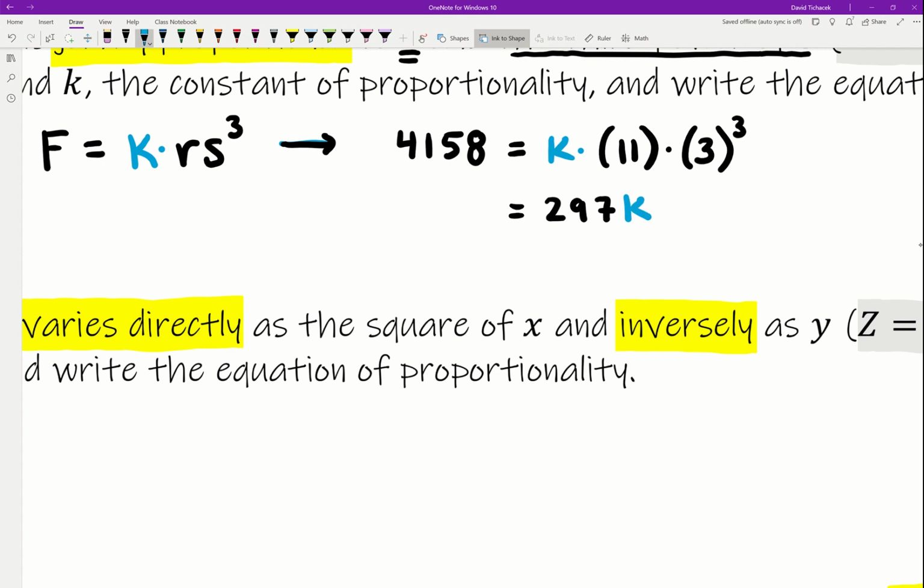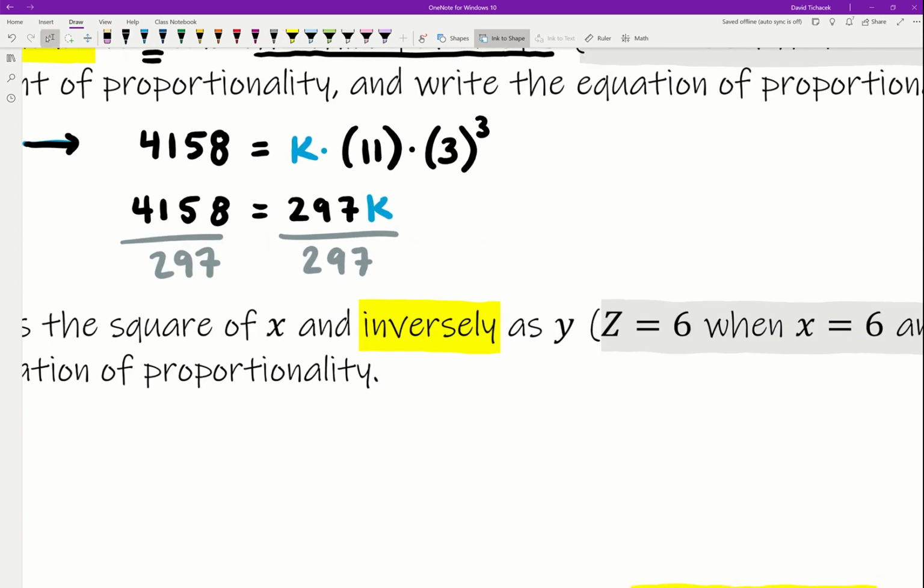So on the right-hand side, that turns into 297k, and on the left-hand side, we still have 4,158. To solve the rest of the equation, we simply divide both sides by 297. The 297 over 297 cancels, which leaves us with k by itself on the right-hand side, and we just perform 4,158 divided by 297, which gives us 14. Okay, and so that is our constant of proportionality.